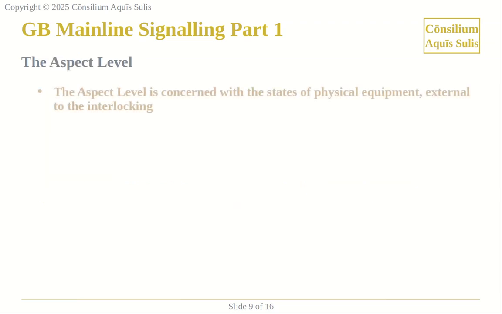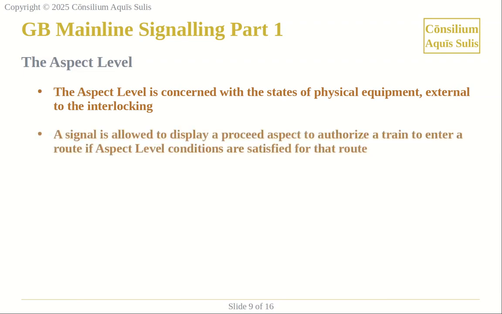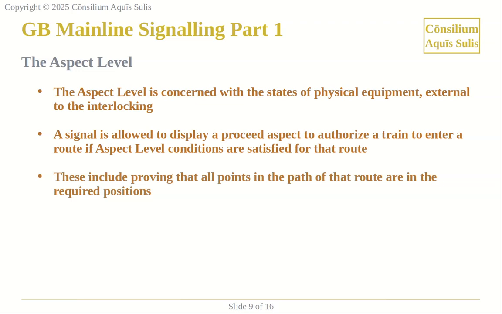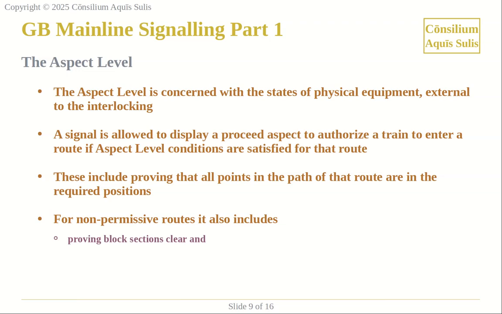In the aspect level, we learned how the aspect level is concerned not with internal states but with the external states of physical equipment, and the conditions needed to allow a signal to display a proceed aspect to authorise a train to enter a route. We looked at the points in the route and how these conditions include proving that points in the route are detected, locked and physically in their required positions, and the additional requirements for non-permissive routes that included proving block sections are clear and exit signal lamp proving.